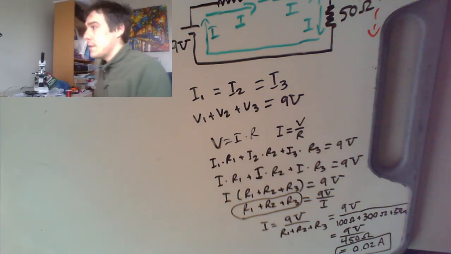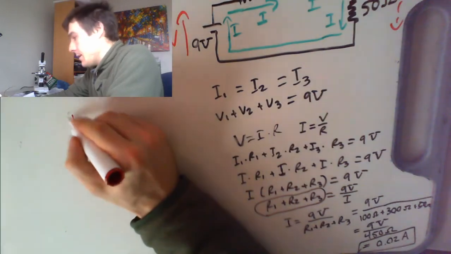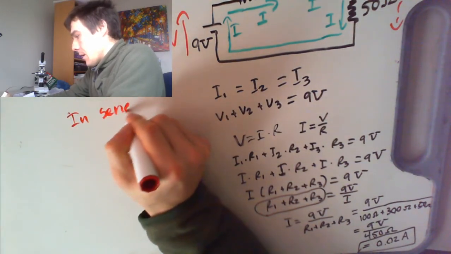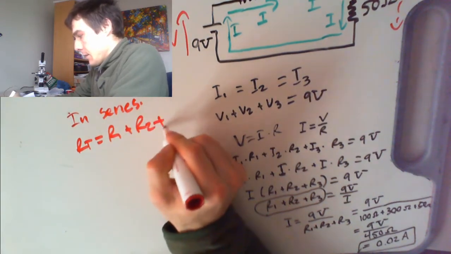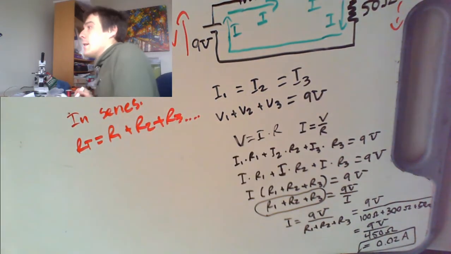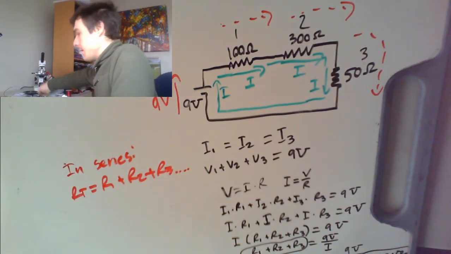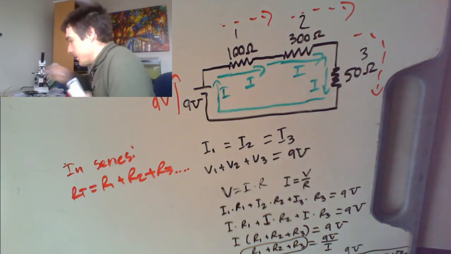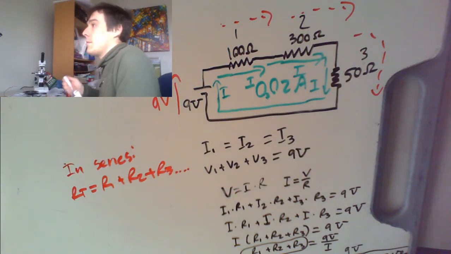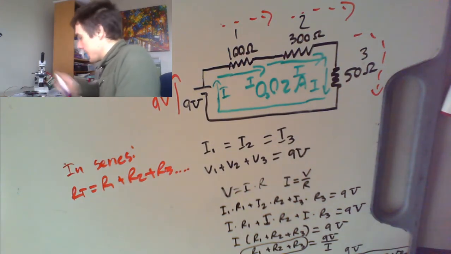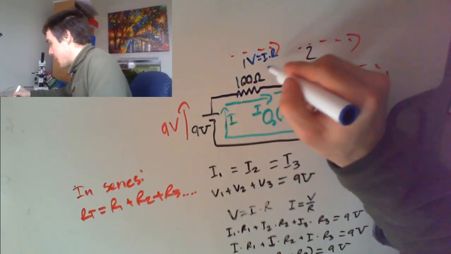So that's how you solve it, and we came out with an important equation here, which is that in series, the total resistance is R1 plus R2 plus R3. The current is 0.02 amps. And then we can use that to solve for each individual one. We know that current, so we can solve for the individual voltages. Right here, V equals IR.